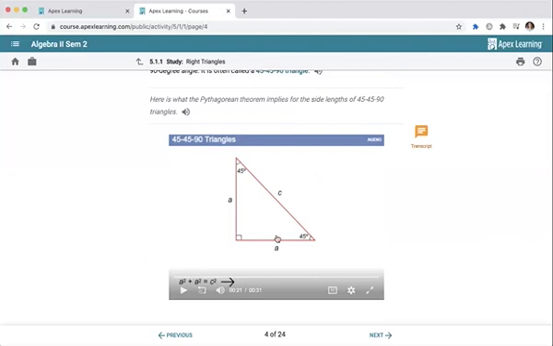Let me point something out to you here. They wrote both of these legs as value A. The reason they do that is because they have the exact same angle. Since they have the same angle, they're going to have the same length. So you can write both of these lengths as the same variable if they have the exact same 45 degree angle. That's one of the special characteristics of this 45, 45, 90 triangle.